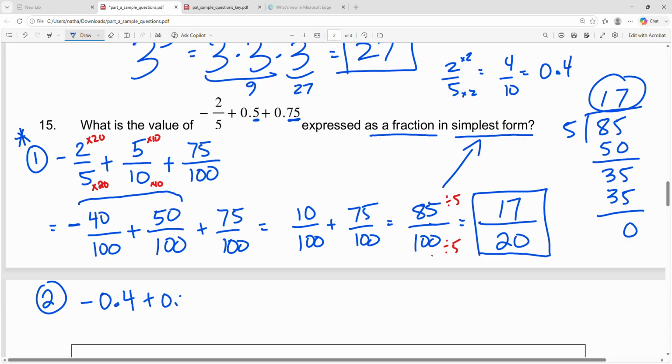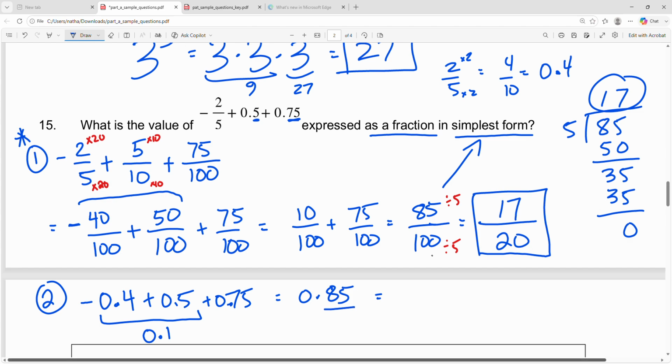0.4 plus 0.5 plus 0.75. Now you add that up however works for you, if you want to do it vertically, or if you can do this in your head. We've got 0.5 and 0.4. The difference would be 0.1, and it would be positive, right? Because this is bigger. Then we add that to 0.75, and we would get 0.85.